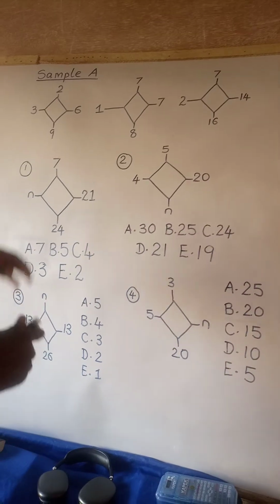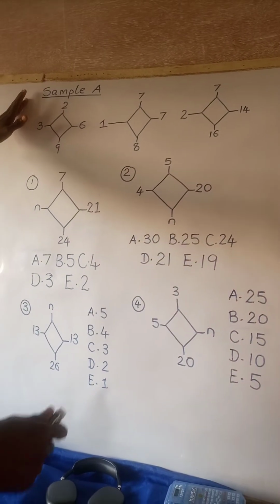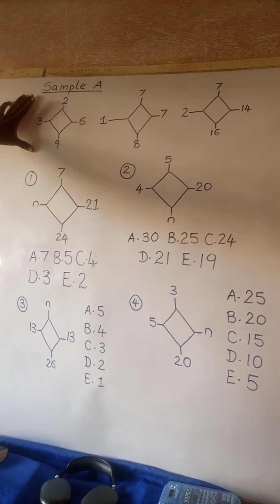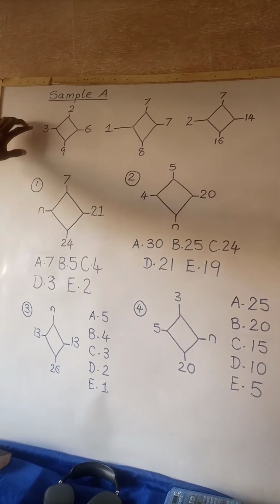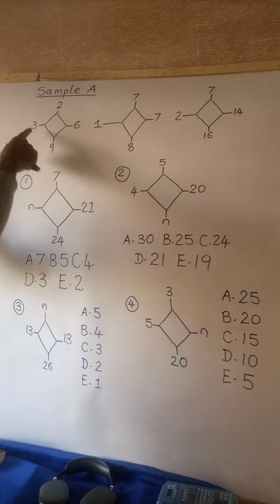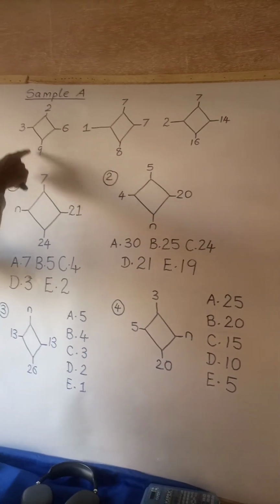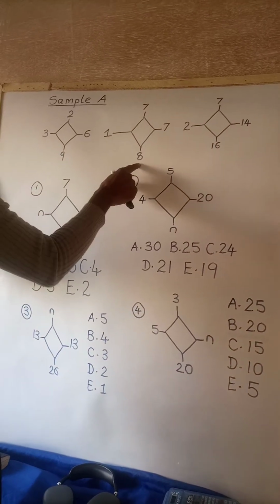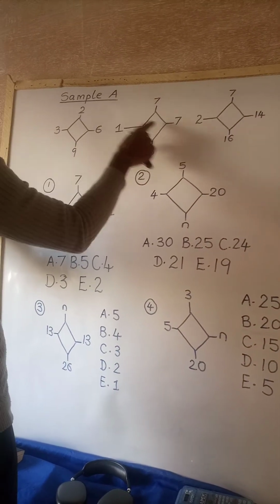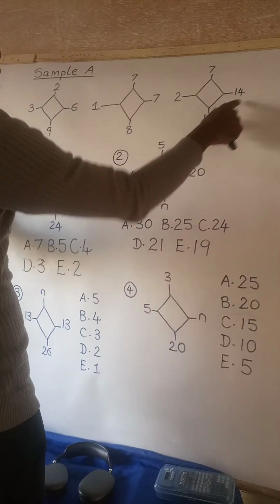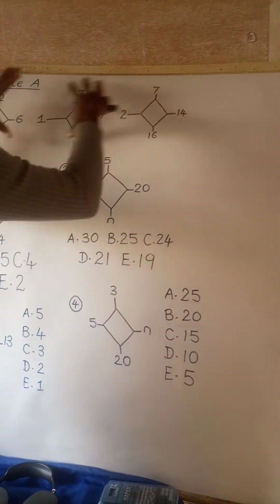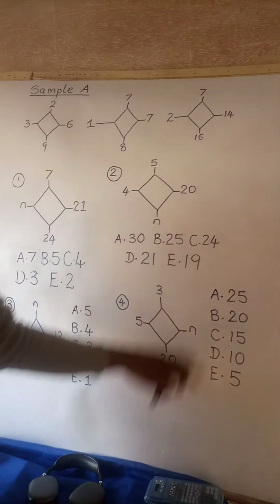All right, let's quickly solve this Quantitative Reasoning NCEE 2019 past question. What they did here is very simple. 3 plus 6 is 9, 3 times 2 is 6. 1 plus 7 is 8, 1 times 7 is 7. 2 plus 14 is 16, 2 times 7 is 14. So we are going to apply this sample in solving questions 1 to 4.